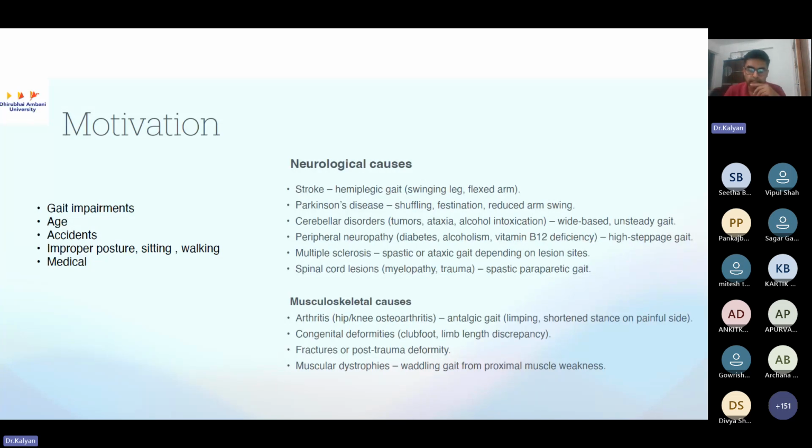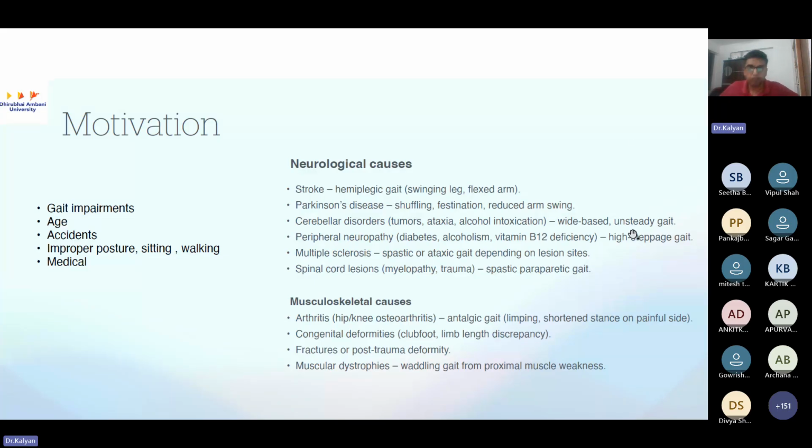It's not listed here, but I read that there is something called freezing gait. People stop walking. The brain doesn't function, so they suddenly stop walking. Somebody has to trigger them and say, now walk again. Then there is peripheral neuropathy, because of some issues that could lead to high steppage gait.